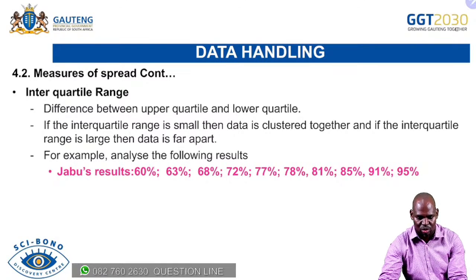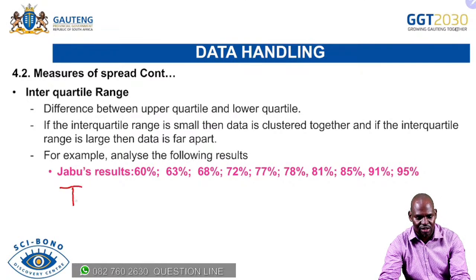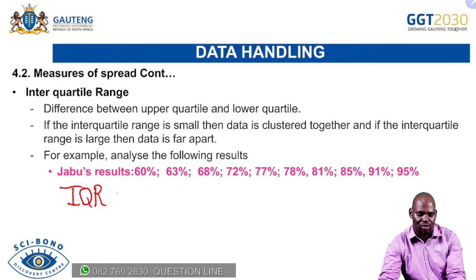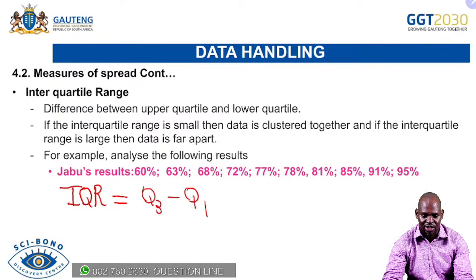Okay, now let us use the very same values, Jabu's results that are already arranged, so we don't need to arrange them in order. Now we need to understand interquartile range is the difference between upper quartile and lower quartile. So the formula there, normally they use the abbreviation IQR. So for IQR, we say it's quartile 3 minus quartile 1. That is the formula, if the examiner would not give it to you. So IQR is quartile 3 minus quartile 1.